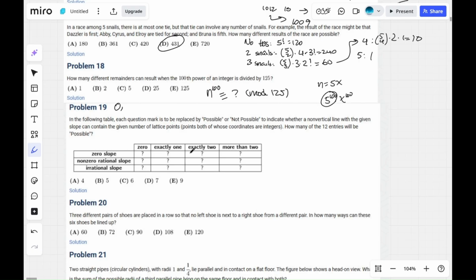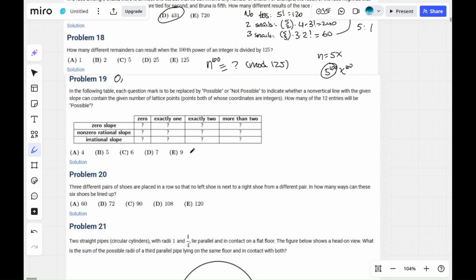And then we look at the case where n is not a multiple of 5. So n is relatively prime to 125. By Euler's totient theorem, we can see that n to the 100 will be congruent to 1. So that means that the remainders can only be 0 and 1. So there are two different remainders.